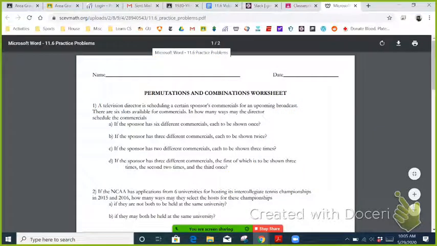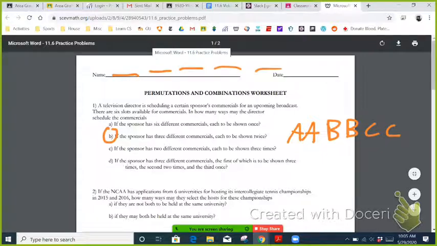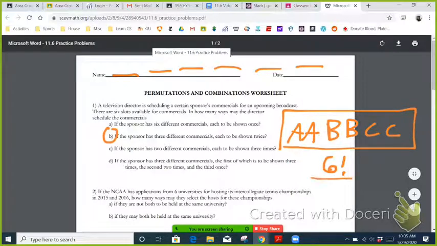So now with part B, what if there's 3 different commercials, each to be shown twice? So that would be like commercial A twice, commercial B twice, and commercial C twice. So there's 2 ways to look at this. One is to use distinguishable permutations. You're trying to figure out how many ways you can order those 6 letters. So you could do 6 factorial and then divide by the number of ways each commercial repeats, because if you put A there and A there, if you switched them, you wouldn't notice.